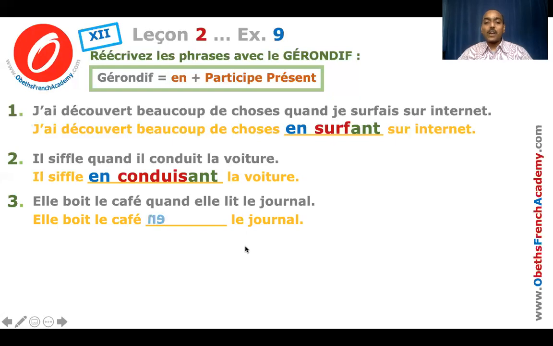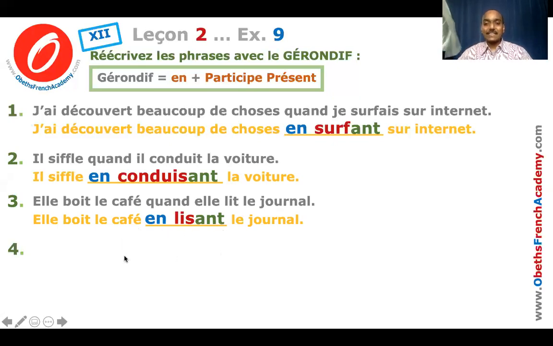So let's put the verb lire in the gérondel. Put en, go to the nous form of the present tense, remove ons and add ant. So finally you'll get elle boit le café en lisant le journal. She is drinking coffee while reading the newspaper.